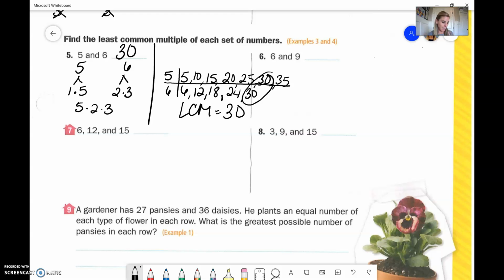All right. Let's take a look at, this will be the last one. We're going to take a look at this. So we're going to find the LCM of 6, 12, and 15.